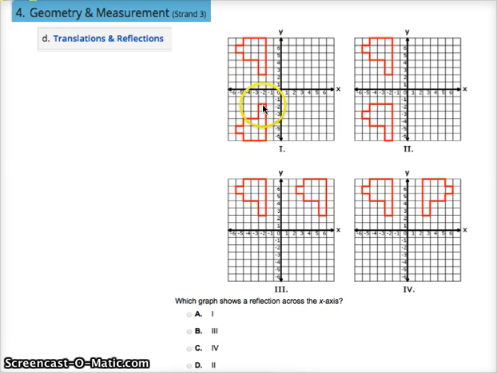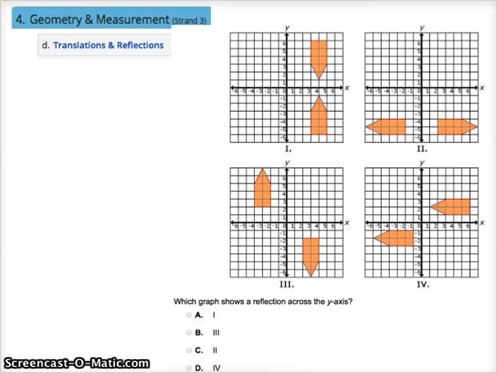Now, when a reflection, you see how this line would be closest to the x-axis. When you flip it across, it's still closest. So this is very reasonable, this answer. Now down here, this line is closest. Its corresponding part ends up way down here, further away. So the answer is Roman numeral 1, which matches A. This shows a reflection across the x-axis.